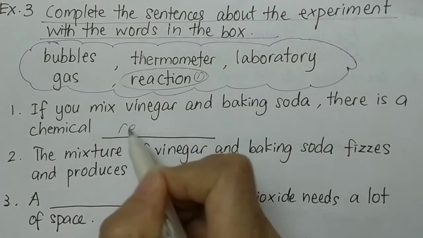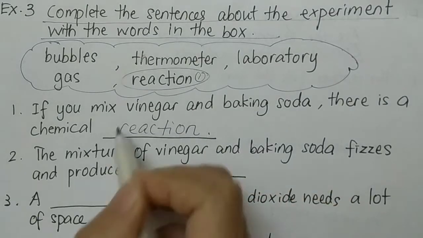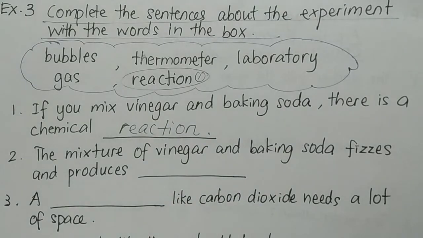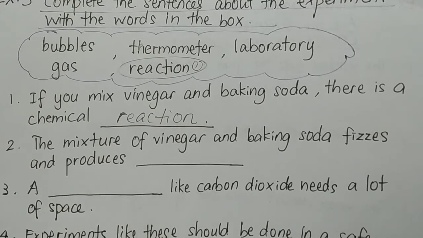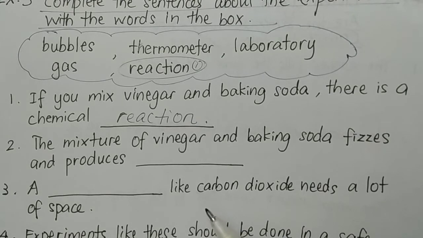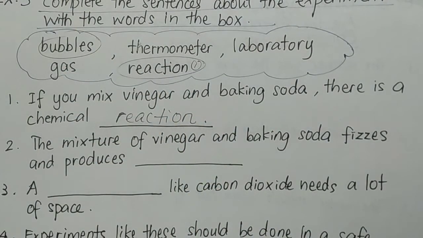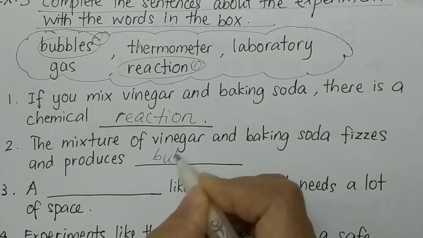Alright, so we write down reaction. Chemical reaction, it means when some kind of powder and vinegar, two things mixed together, something happens, something changes. So 2, the mixture of vinegar and baking soda fizzes and produces. What does it produce? Well, it produces bubbles. So this will be 2. So we write down bubbles.